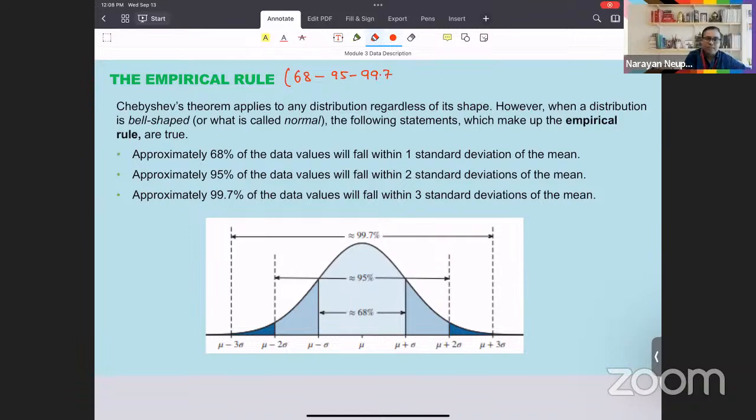So that gives you the idea about the amount of data within one standard deviation as 68%, 95%, 99.7. The 68, 95, 99.7 rule. You need to remember these numbers, right? Within one standard deviation about the mean, you have 68% of the data. Within 2 standard deviations about the mean, you have 95% of the data. And within 3 standard deviations about the mean, you have 99.7% of the data. Okay.